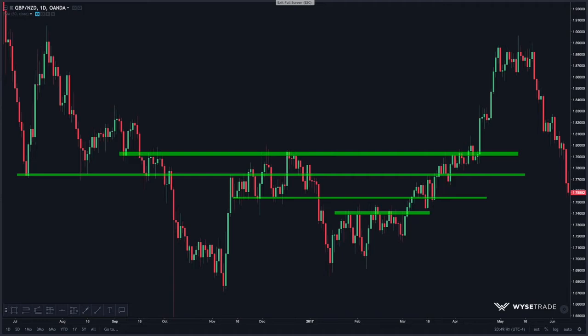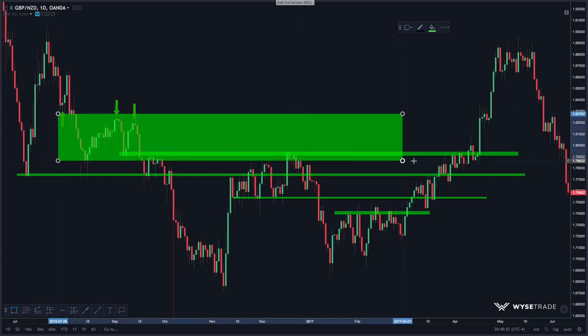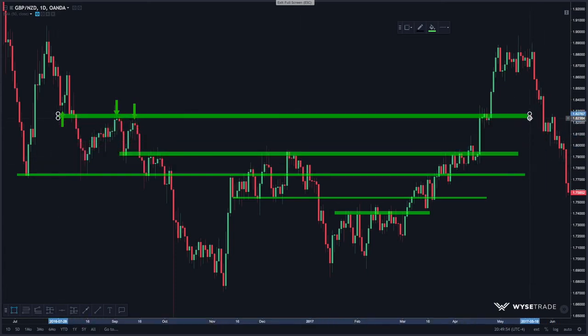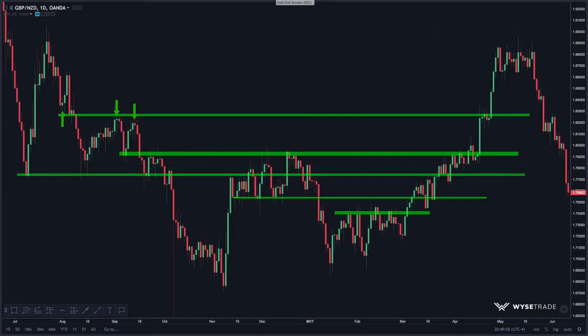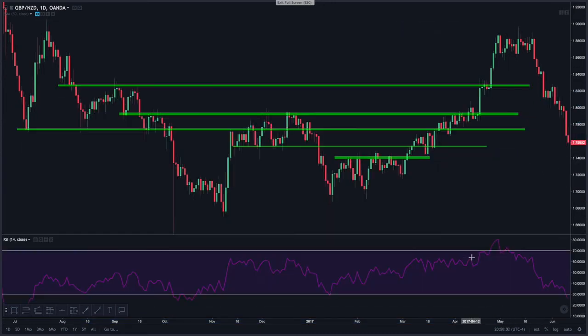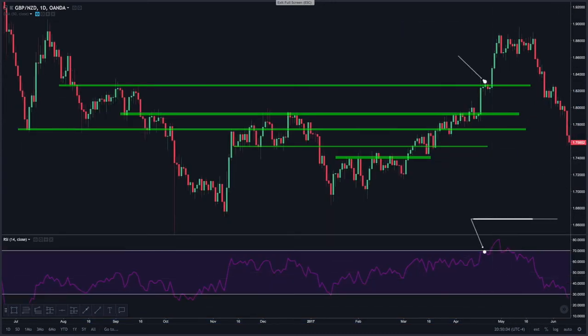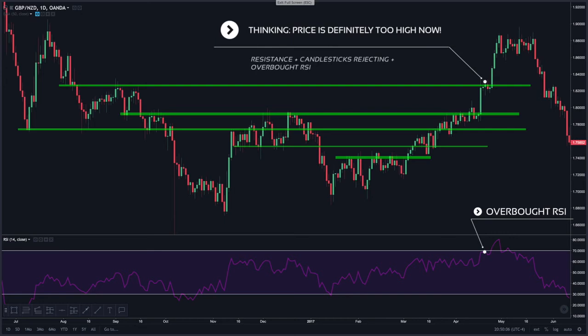So then, you look left and notice this next level of resistance and say, okay, this is finally it. Price is way too high now. It can't just keep going. And we are also approaching overbought RSI. And look at these great candle wicks rejecting this area. But again, boom, it breaks right through.